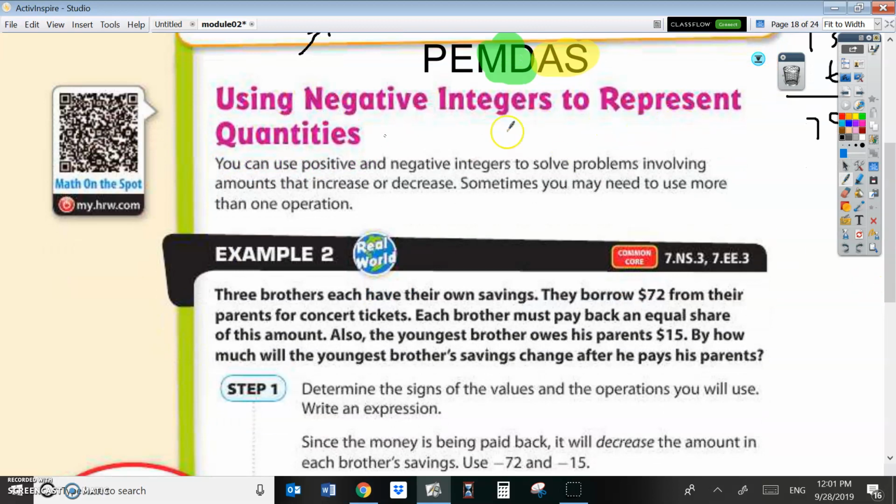Using negative integers to represent quantities, you can use positive and negative integers to solve problems involving amounts that increase or decrease. Sometimes you may need to use more than one operation. So here, 3 brothers each have their own savings. They borrow 72, so that's negative, from their parents for concert tickets. Each brother must pay back an equal share of this amount. Also, the youngest brother owes his parents $15.